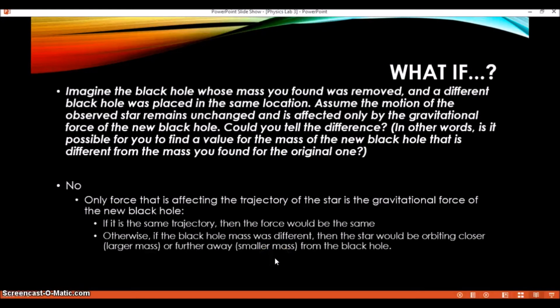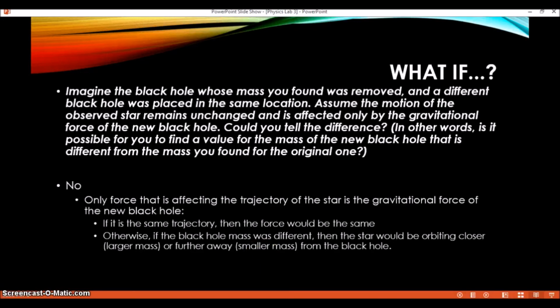Now for the next question. To answer this question, the answer would be no, because the only force affecting the trajectory of the star is the gravitational force of the black hole, which was given to us. If it is the same trajectory, then the force would have to be the same. If the mass of the black hole was larger, then the star would be orbiting closer to it, since it would have a larger gravitational force, or it would be orbiting further away if the black hole had a smaller mass.